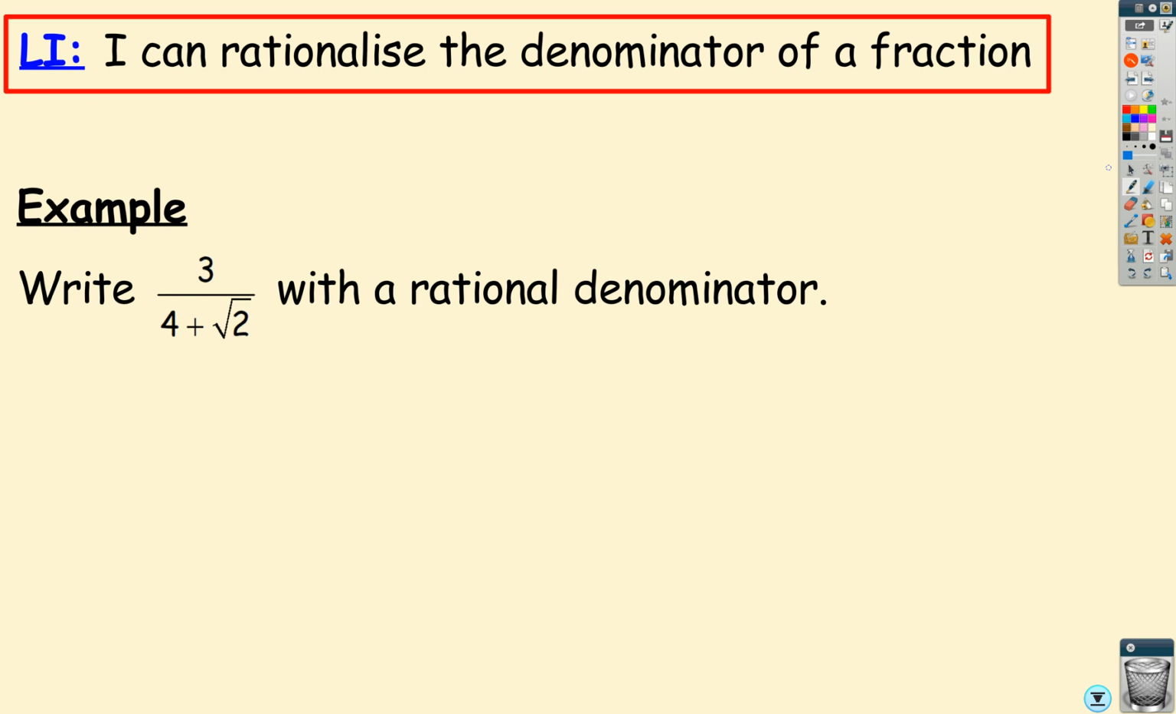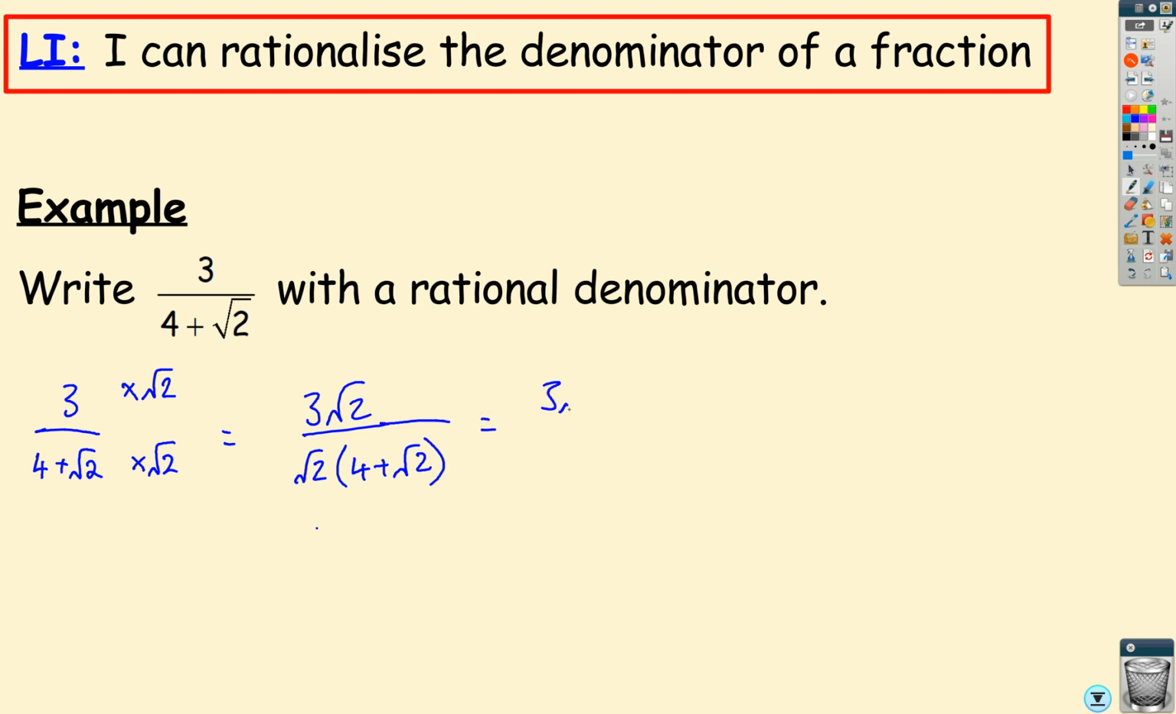If we applied the same technique as we had before, let's times top and bottom by the surd. So times top by root 2, times the bottom by root 2. What we get is 3 root 2 over root 2 times 4 plus root 2. Hopefully you can maybe see where this is going. 3 root 2 over 4 root 2, just multiplying that bracket out, plus 2. Well, that's no help, isn't it? That's still irrational, because it's got root 2 on there, so that's not really any use to us.